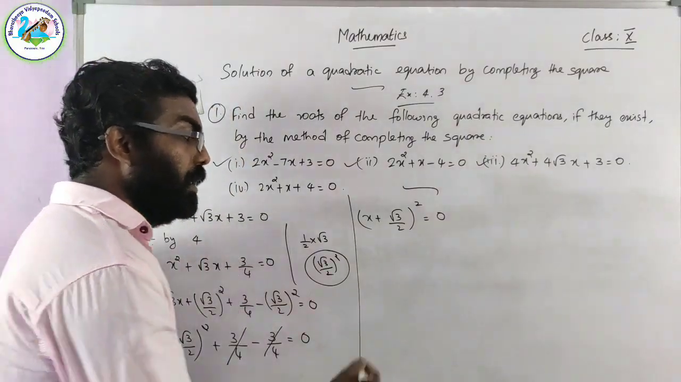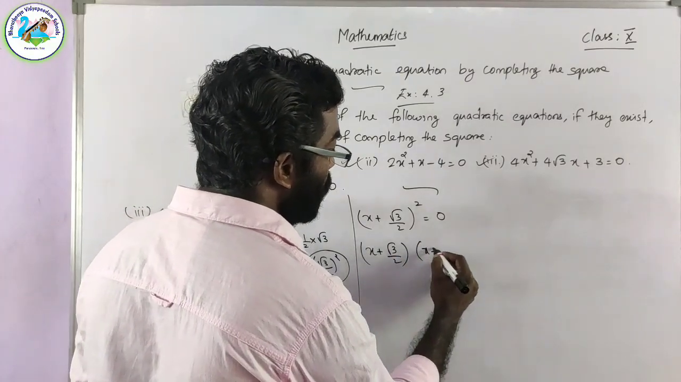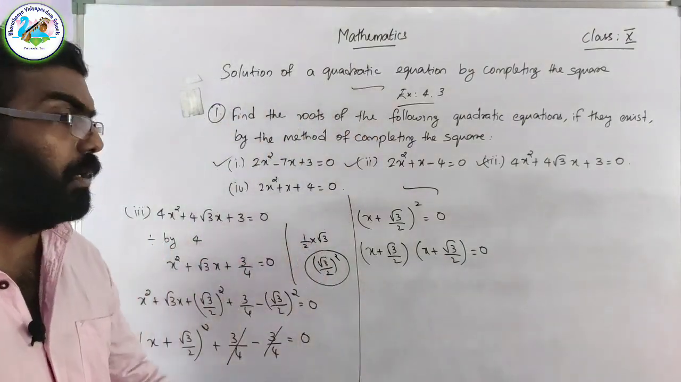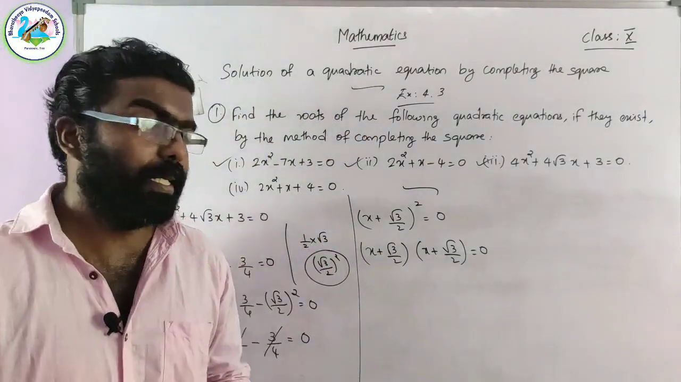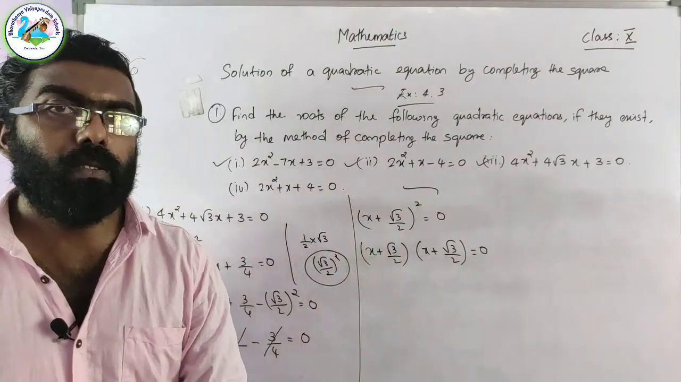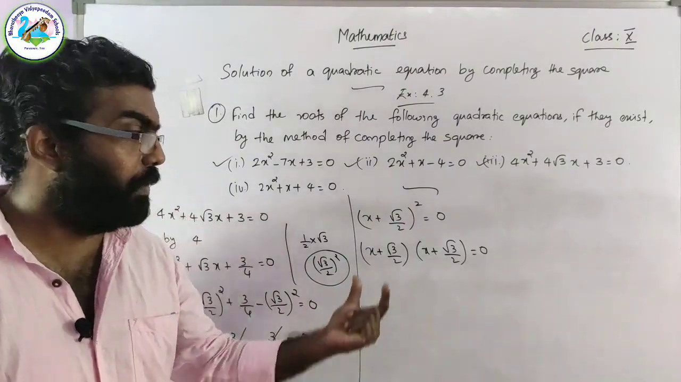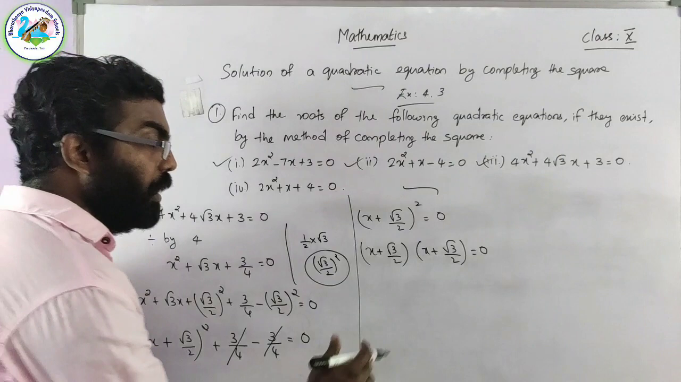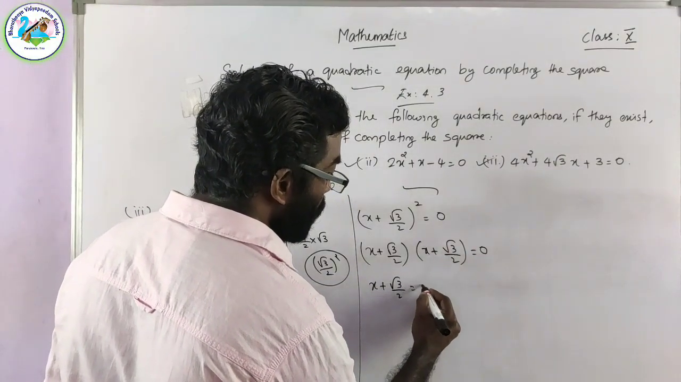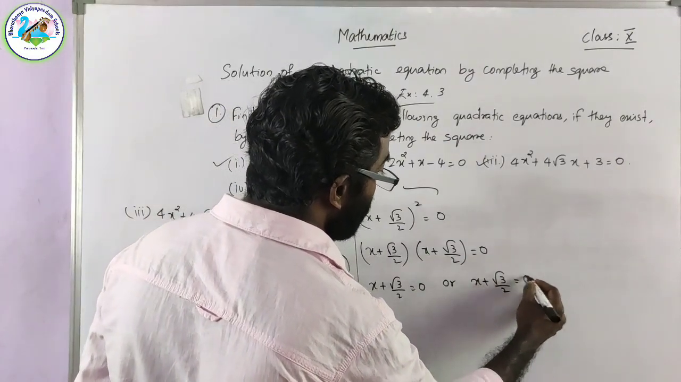So what we can write is (x + √3/2)(x + √3/2) = 0. x² means x into x. Being a quadratic equation, we have to get two roots. That's why we have written it like that. Now we can equate each and every factor. So x + √3/2 = 0, or again the same term x + √3/2 = 0.